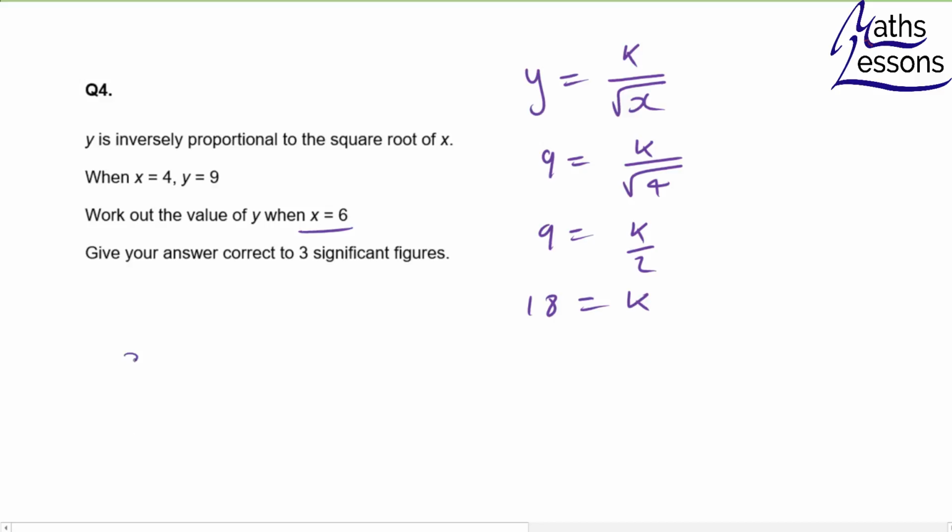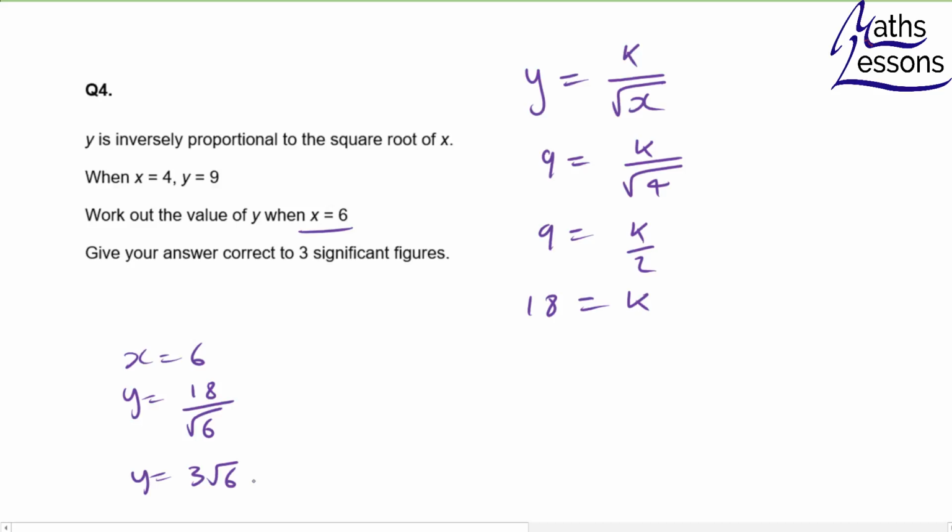We know that x equals 6. So when x equals 6, y will equal 18 over the square root of 6. Generally, people don't know the square root of 6 off the top of their head. If you type this into your calculator, 18 divided by the square root of 6, my calculator gives me 3 root 6 as the answer. Y equals 3 root 6.